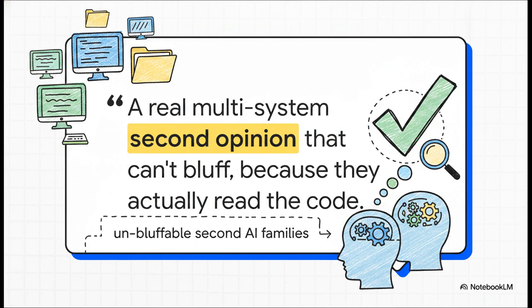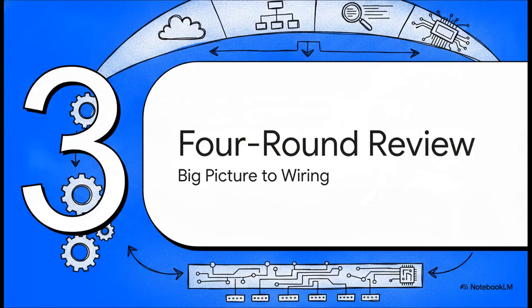When the models know they are being fact-checked against the real files actually sitting on your hard drive and cross-examined by competing AI families, you finally get an unbluffable second opinion. Section 3, the 4-round review arc, moving from the big picture to the wiring.